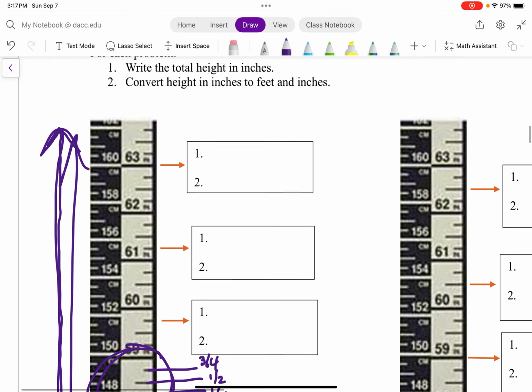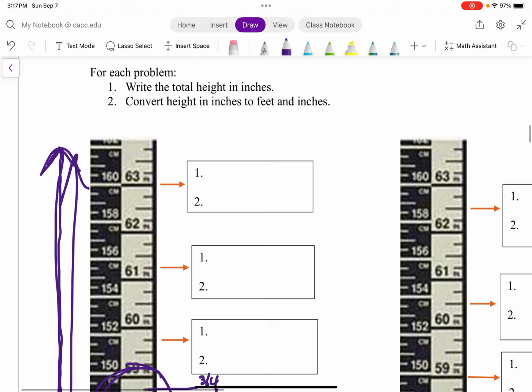So knowing that, let's do a couple of these problems. It says for each problem, number 1, write the total height in inches. So total height in inches. And then number 2, we're going to convert that height in inches into feet and inches. So exactly the same process that we have already done, except now we're just looking at a ruler measuring height.